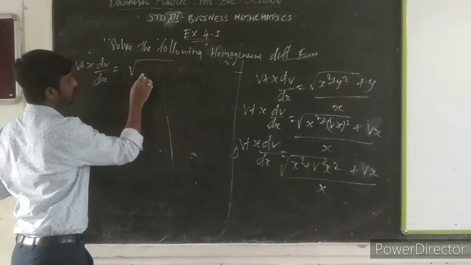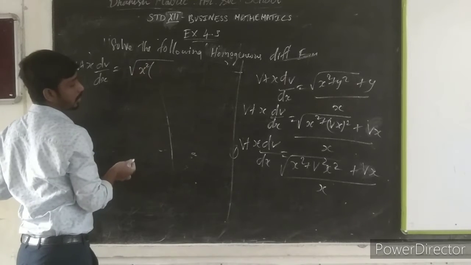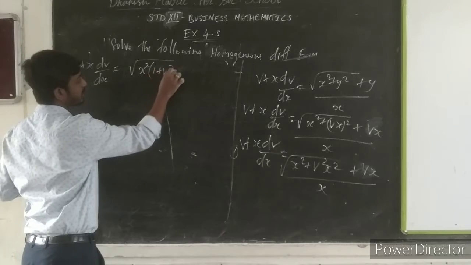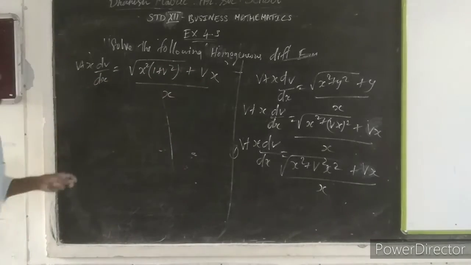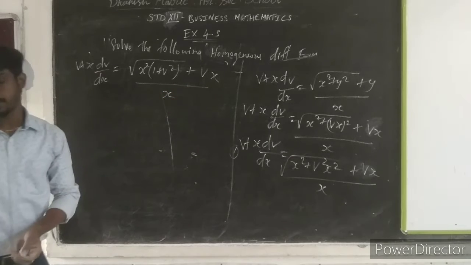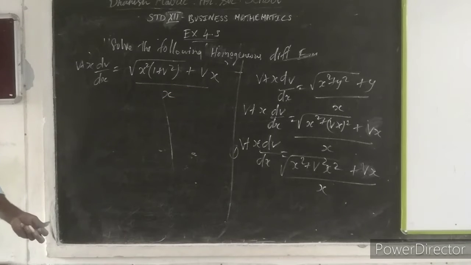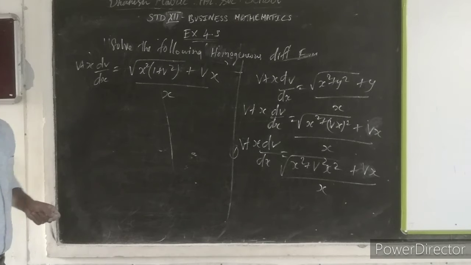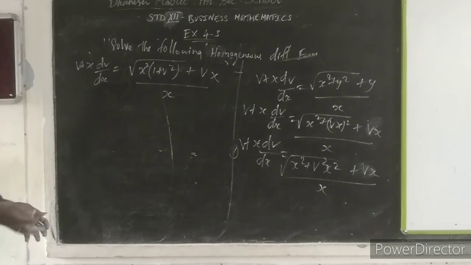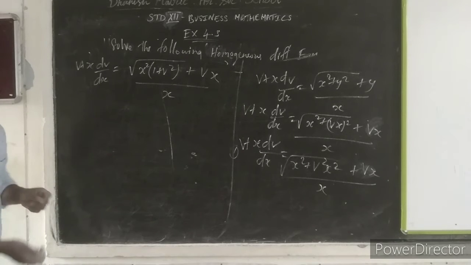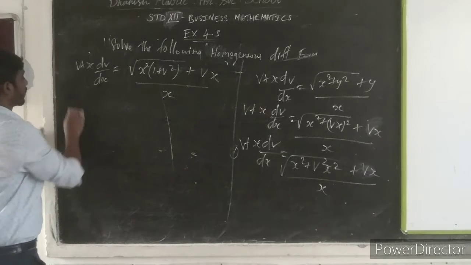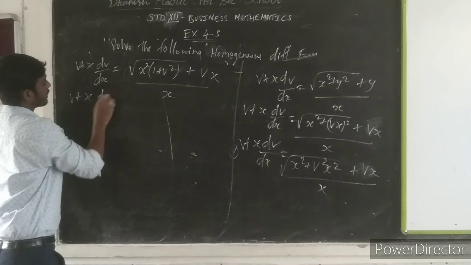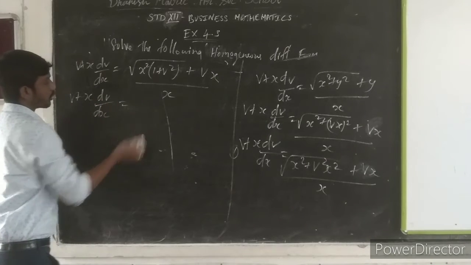Root of x square will be taken out. So we have 1 plus v square plus vx divided by x. Now what is the remaining value? Now we are equating the y. So we cancel and separate the denominator: v plus x dv divided by dx equal to.